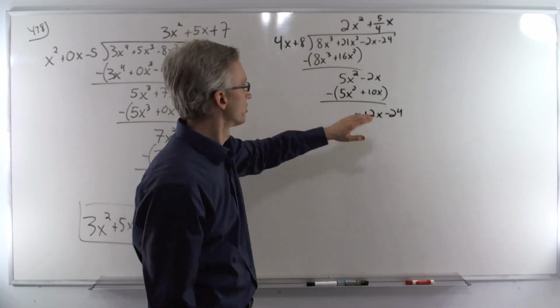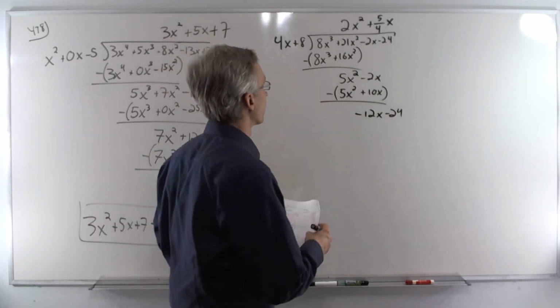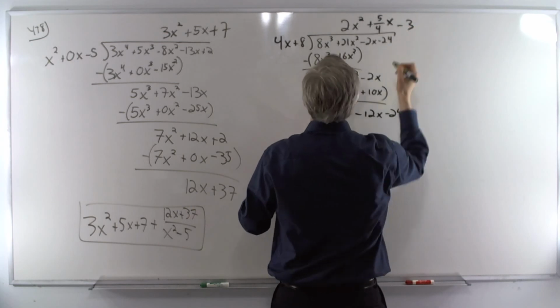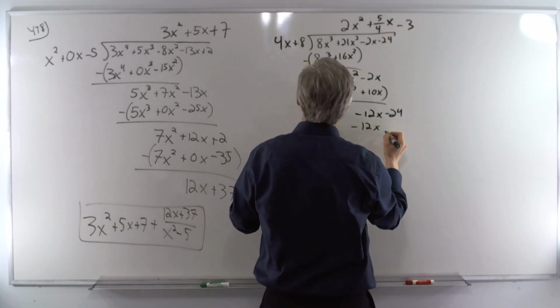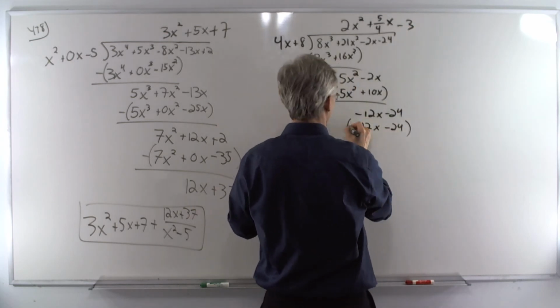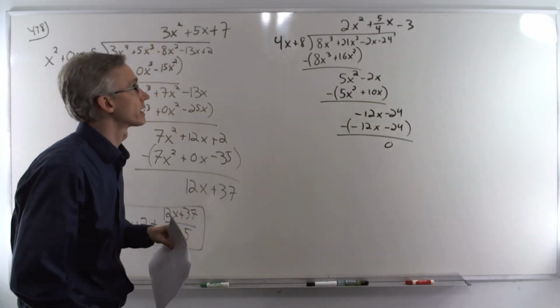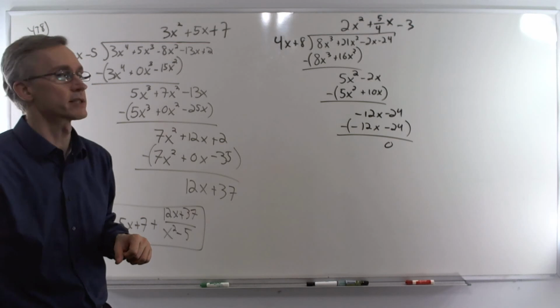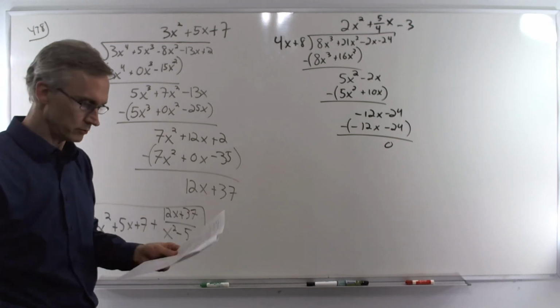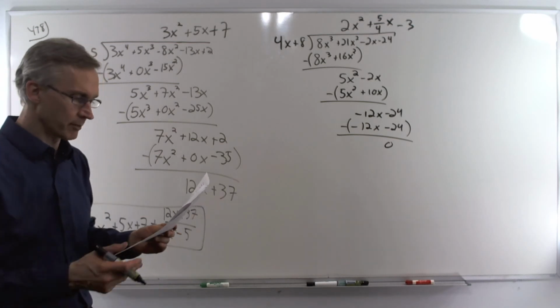Alright, now I need to match negative 12x, so I'll multiply 4x by negative 3. And then distribute, negative 12x minus 24, those all match, 0 remainder. So it divides evenly. So our final answer is 2x squared plus 5/4 x minus 3. Your turn, number 9.